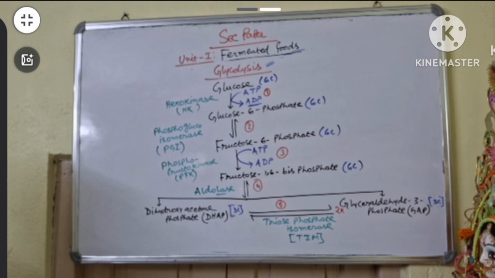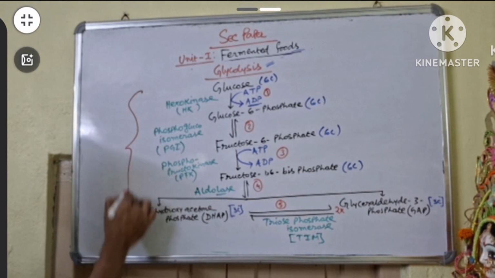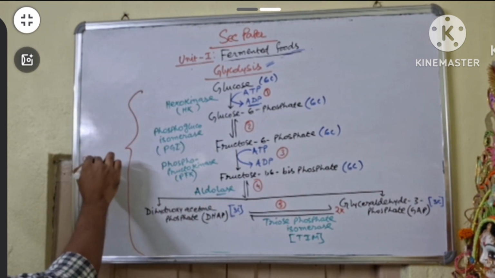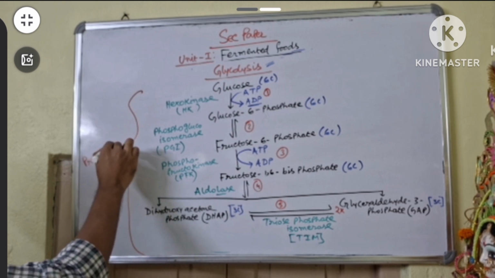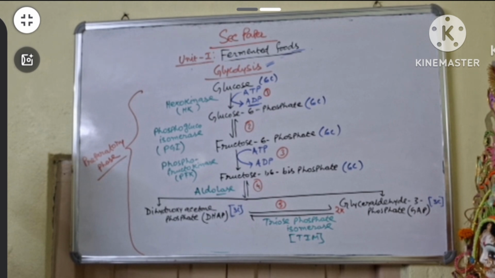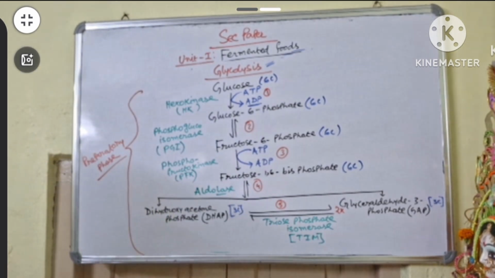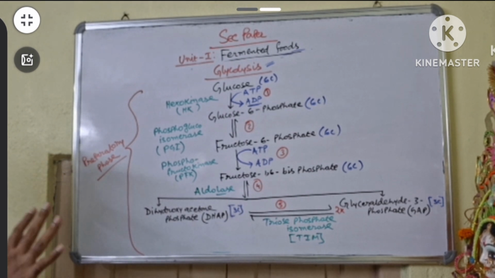This is the first 5 reactions where glucose is converted into 2 molecules of GAP, and we know that it is the preparatory phase. That means preparing the glucose, modifying the glucose by 5 different reactions, so that it can then give energy.